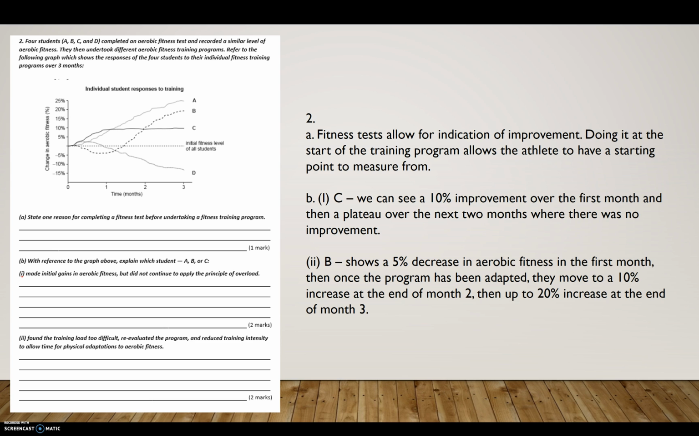So which one found the training load too difficult? Reevaluate the training program and reduce training intensity to allow for physical adaptations to aerobic fitness. So we can see B shows a 5% decrease in aerobic fitness in the first month. And then once the program has been adapted, they move to a 10% increase at the end of month 2 and then a 20% increase at the end of month 3. So again, just simply explaining what's happening in the graph by pulling information off of it.